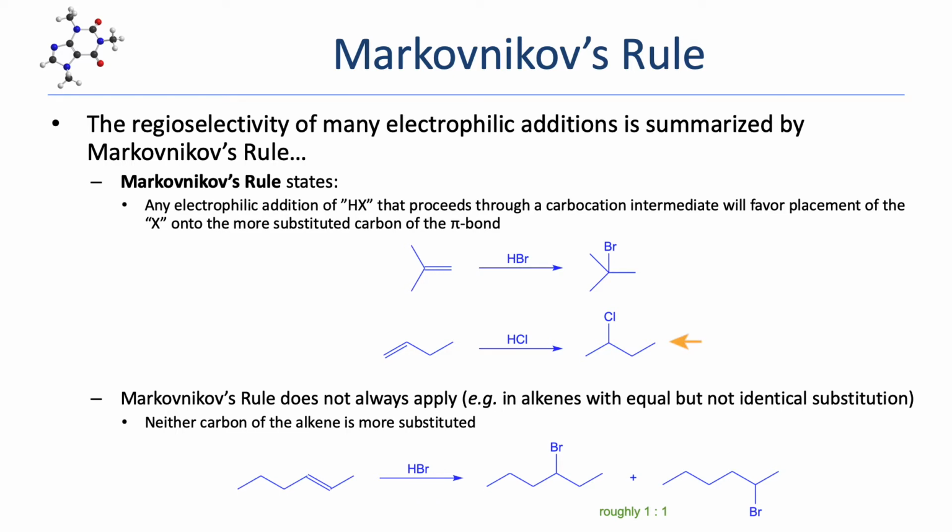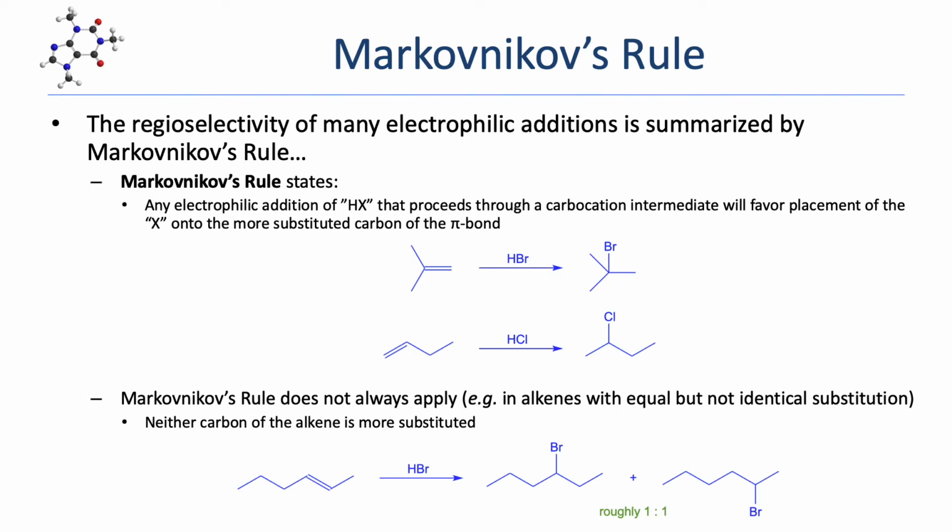Again, 2 regioisomers could have been produced here. One where the chlorine was placed on the left carbon, the less substituted carbon of the alkene, and one where the chlorine was placed on the right and more substituted carbon of the alkene. But Markovnikov's rule tells us that the preferred product will have the halogen attached to the more highly substituted carbon of the alkene. Keep in mind that Markovnikov's rule doesn't always apply.